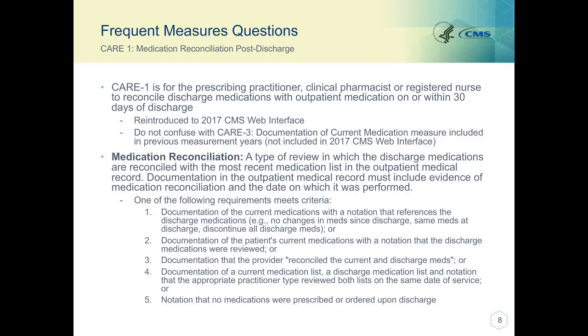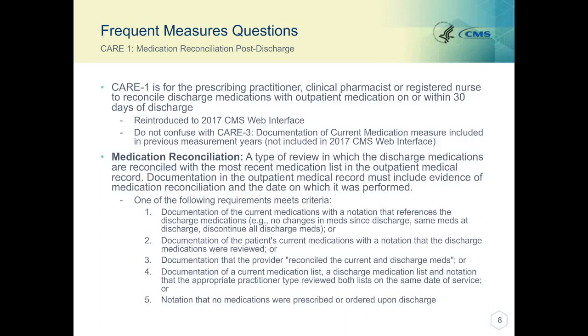And the first item is documentation of the current medications with a notation that references the discharge medications. So for example, there could be a comment stating no changes in meds since discharge, or same medications at discharge, or discontinue all discharge medications. So if you're looking at your chart and the notes that you see don't match number 1, then we move on to number 2. So do you have evidence of documentation of the patient's current medication with a notation that the discharge medications were reviewed? If you don't see that type of notation, then move on to item number 3.